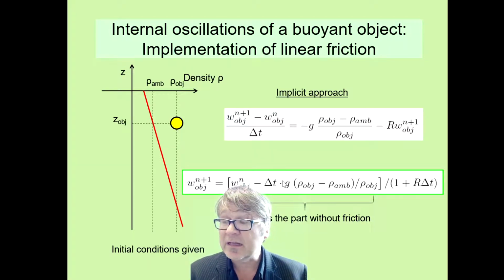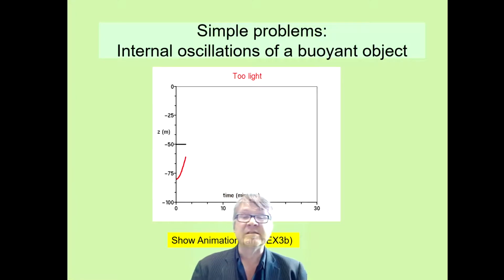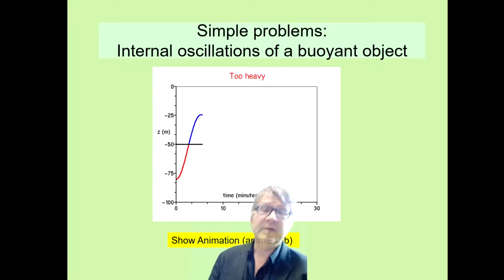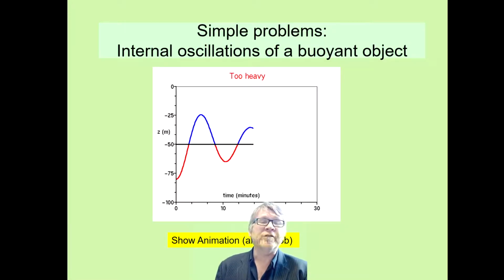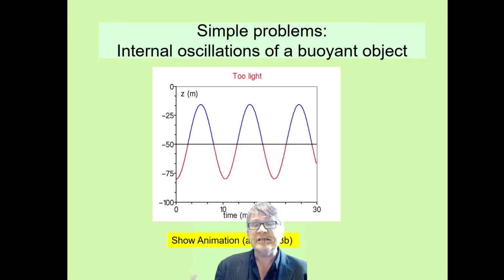Let's see how it looks. This is a simulation that includes friction. Over time, you see that the amplitude of your vertical oscillation actually goes to 0. This is what friction does. The end image is not correct here.